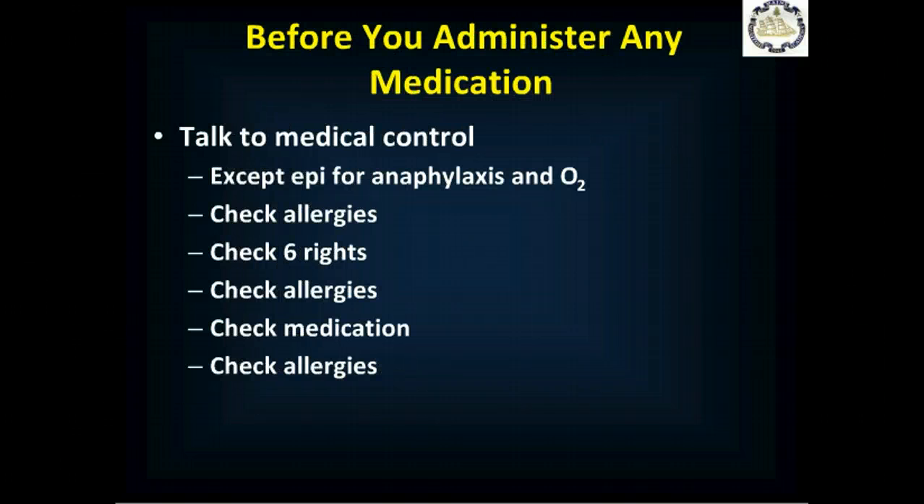Now, before you give any medication, you need to talk to medical control. The only exceptions are epinephrine for anaphylaxis and oxygen. Those you can give without talking to medical control. But otherwise, talk to medical control, check the patient's allergies, check the 6 rights, do your medication check, check the patient's allergies. You need to make sure you don't give the patient something they're allergic to. And I always check right before I administer it. I ask them again, do you have any allergies, or what are your allergies?